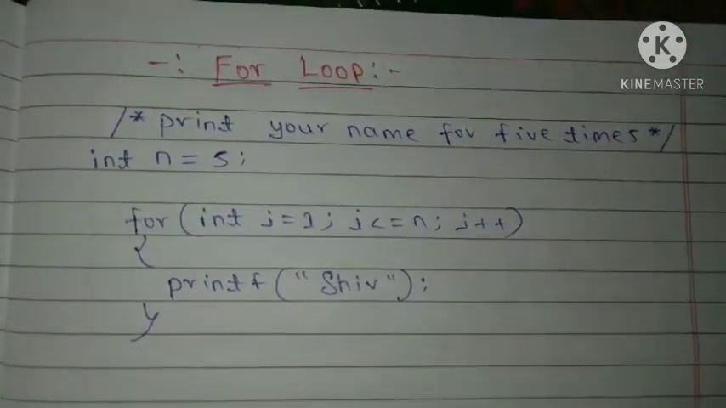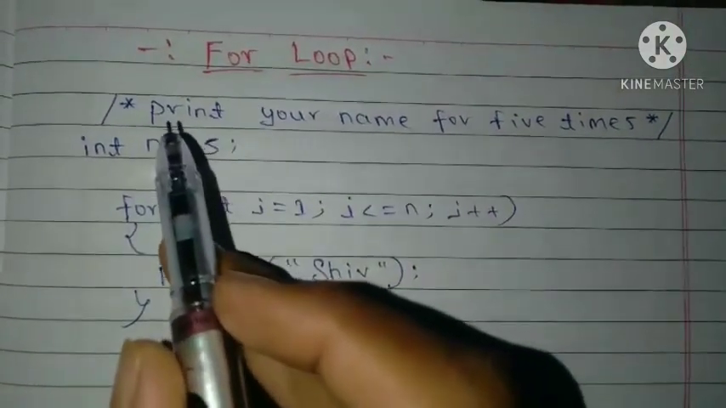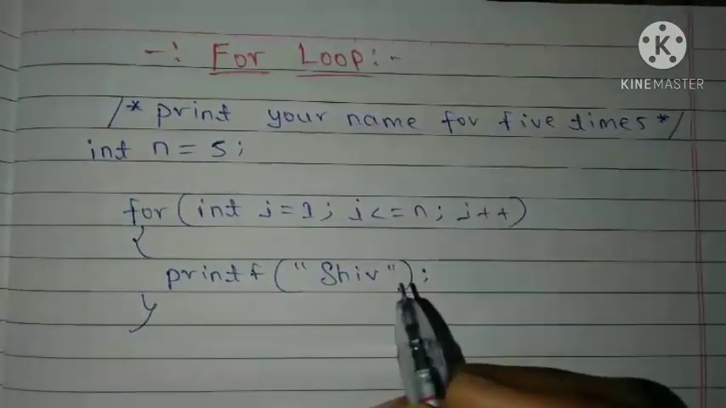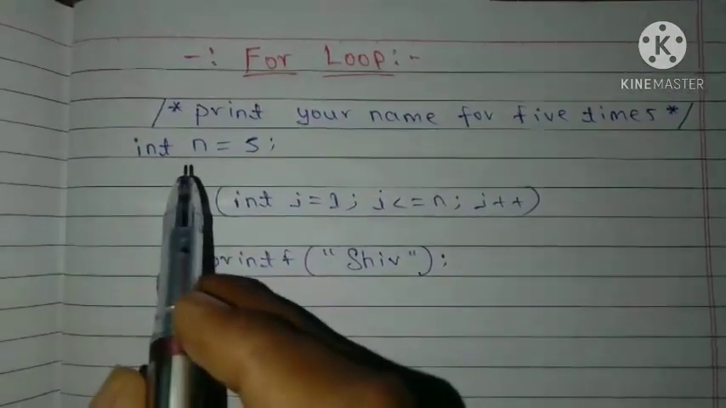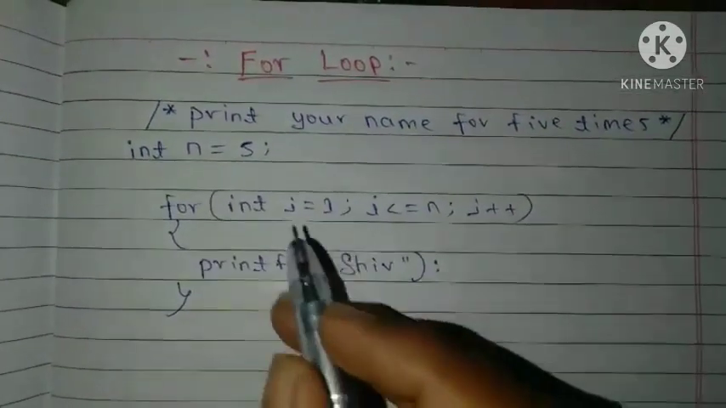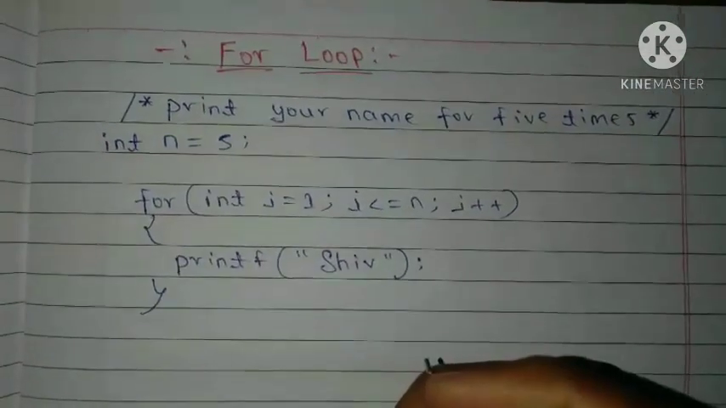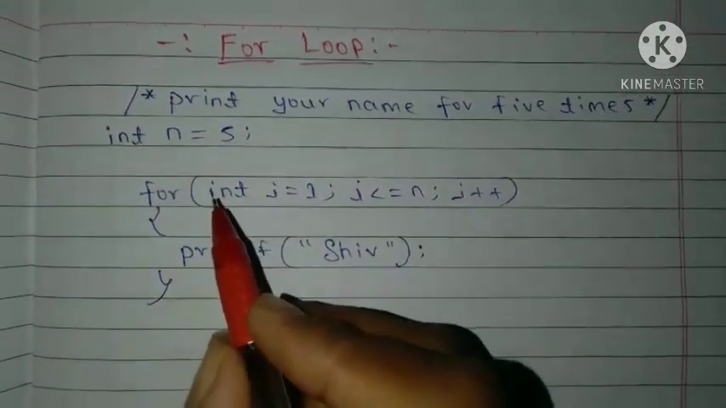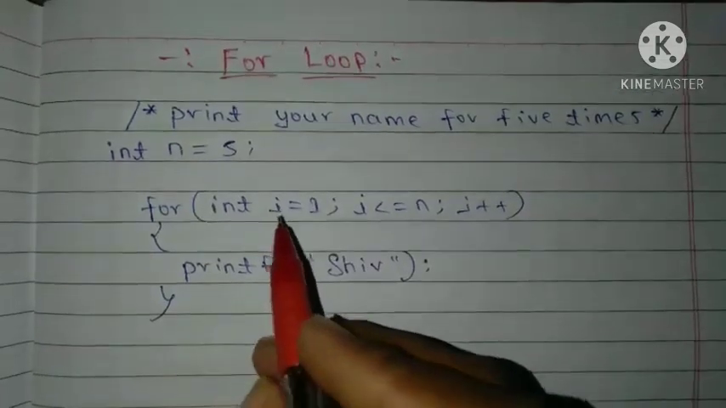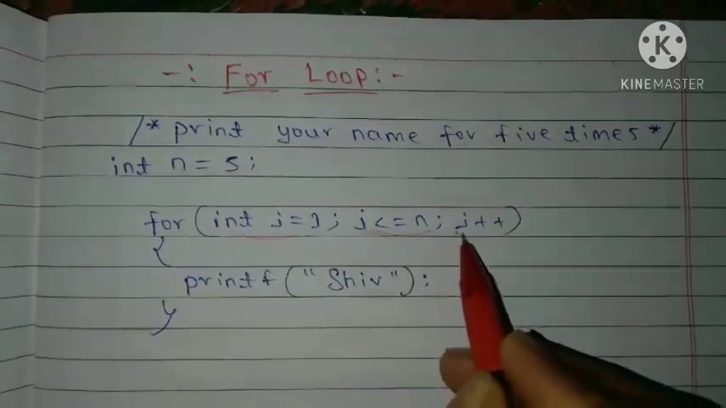We have taken this example to understand this concept. In this example, our task is to print your name 5 times. So I'm going to print my name 5 times. I have taken an integer variable n and stored 5 into it, because I want to print my name 5 times. Next I built this for loop, and let's see how it works. I have taken an integer variable i, whose value is 1 initially. This is the initialization, this is the condition, and this is the increment operator.